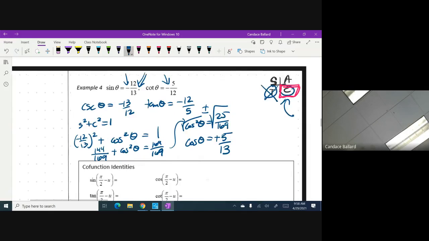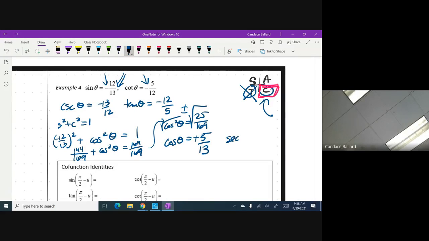All right. Last thing we're going to do is take the cosine and flip it for the secant. We've got 13 over 5. All right. Hopefully not too bad today. Okay, that's where we're going to stop.